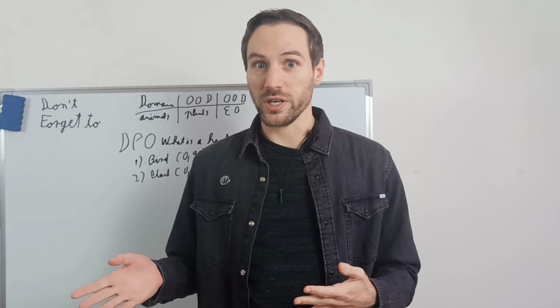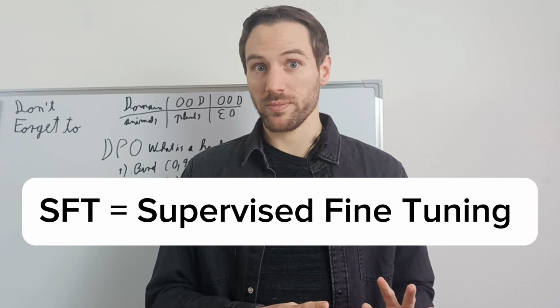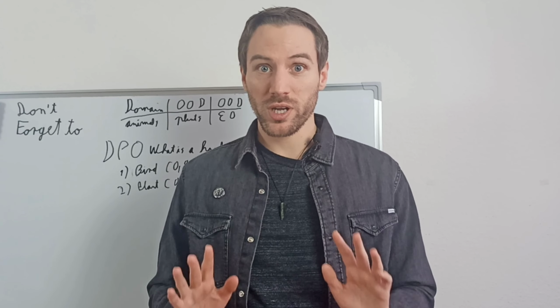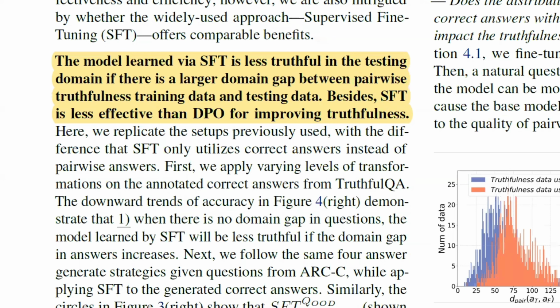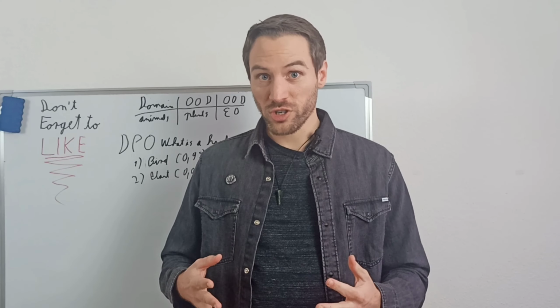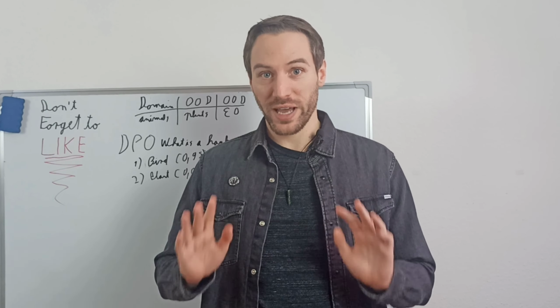Good, now let's look at the last definition I have to give you for this paper, which is SFT. SFT stands for Supervised Fine-Tuning, which basically means that you train a model with correct answers manually. You don't give pairs, you don't automate it, you just train it manually by yourself, which is very time and cost intensive. The paper looked at this method and found that the model learned via SFT is less truthful in the testing domain if there's a larger domain gap between pairwise truthfulness training data and testing data. Besides, SFT is less effective than DPO for improving truthfulness. In conclusion, DPO is a more effective choice than SFT for improving model truthfulness. In summary, DPO demonstrates distinct advantages over SFT in these contexts. So it's not just faster and costs less to train the model via GRATH like this, including DPO, but it's also more effective and better for the LLM.